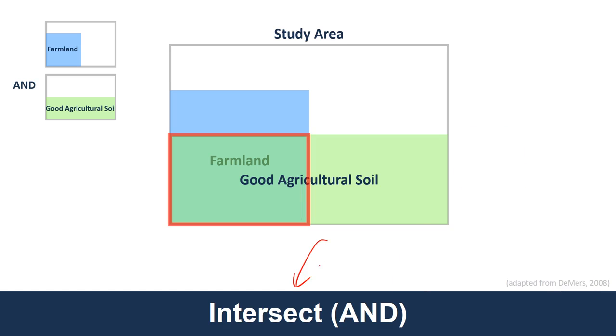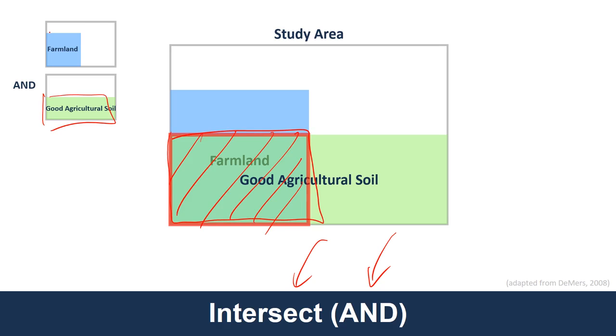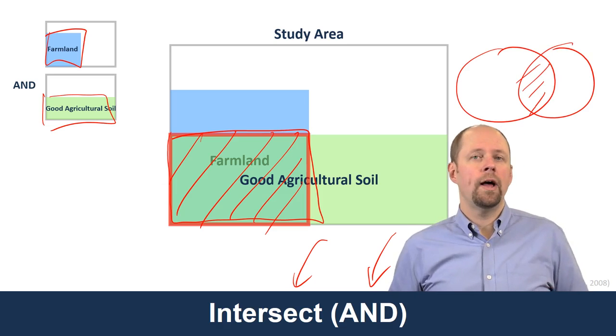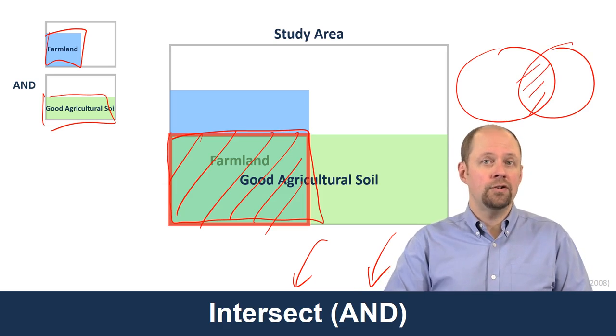So that's our intersect. We're literally using a Boolean and, but we're applying it in space. So this is the intersection in space of these two inputs. So we have one input here, one input there. If you think of Venn diagrams kind of like this, you have an intersection there. It's exactly the same idea, only now we're applying it to real geographic feature classes.